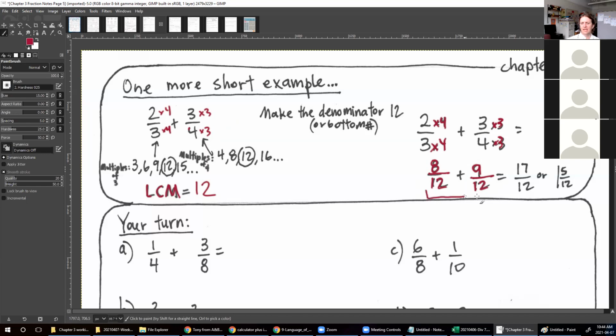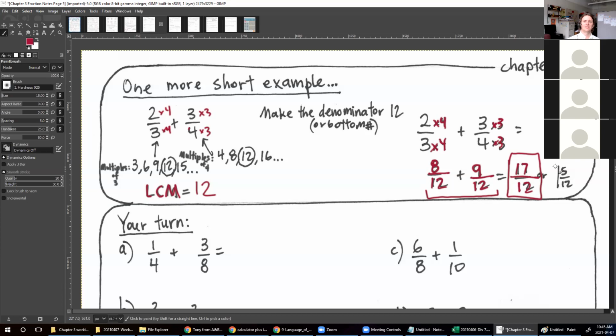Now that I have the same bottom numbers, the 12ths and the 12ths, now we can add this. So in your head or in your calculator, you go 8 plus 9, which gives you 17. And the 12ths stays the same. This is a perfect answer, or you can simplify it, put it back into mixed if you want.